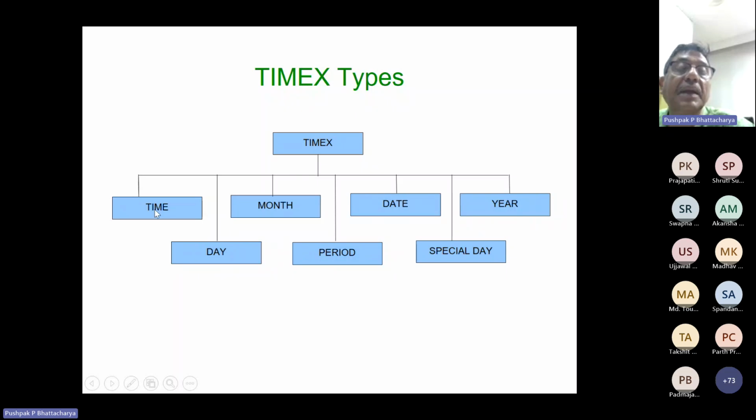TIMEX may have time, 7 p.m., the day, Wednesday, month, July, period from 7-10, that is 7 to 10 p.m. maybe. Date, 20th November 2023, year, just the year, some special day, Independence Day, and so on, 15th August, for example, for India. So these are the subtypes under TIMEX. So all these are from the MUC dataset, and I strongly encourage you to visit the MUC site, where all these tags have been explained carefully, just like you did for universal dependency tags.